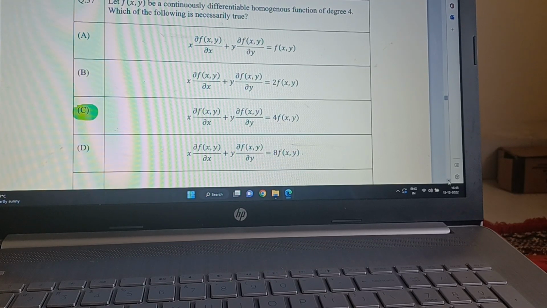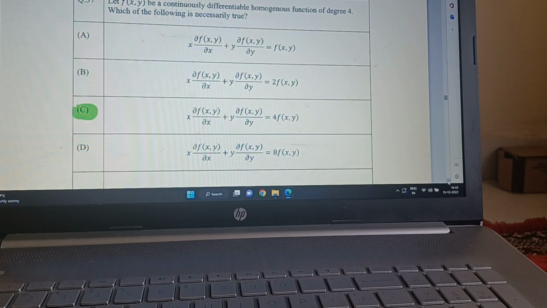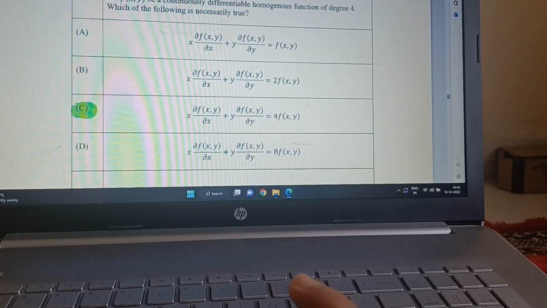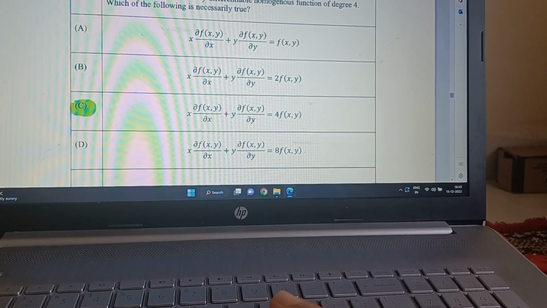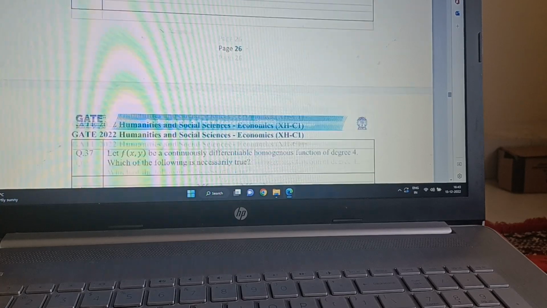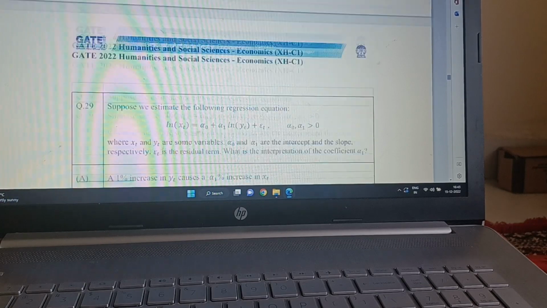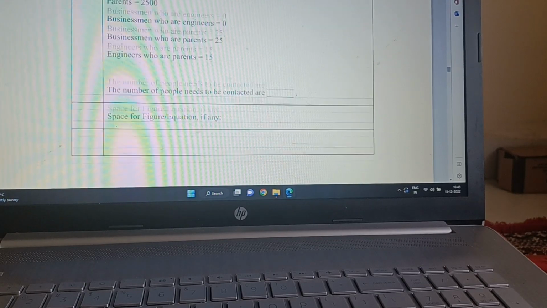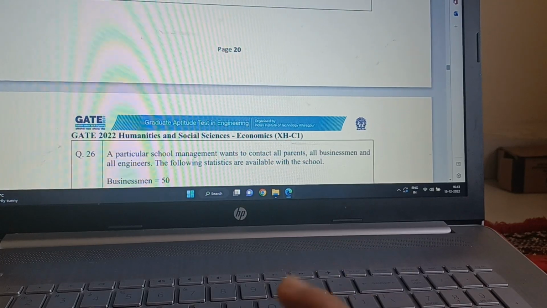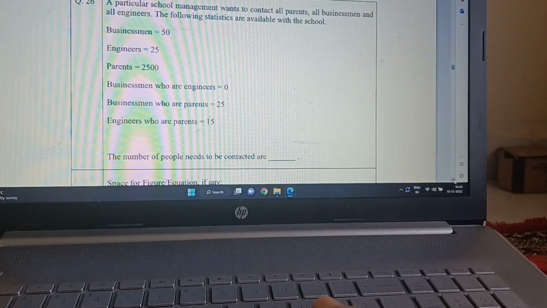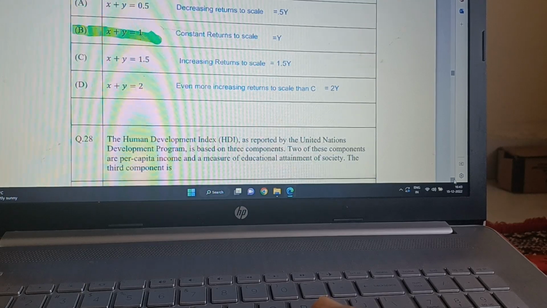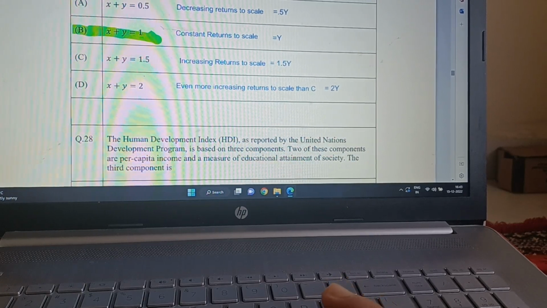The next question is, let f of x, y be a continuously differentiable homogeneous production function of degree 4. Which of the following is necessarily true? Oh, this is the same question that we had earlier, let me go. It is the same Cobb-Douglas production function. I think it was the first or second question, no? Yeah, this question, it was exactly this question actually.